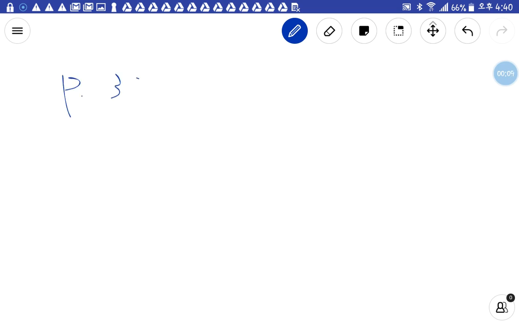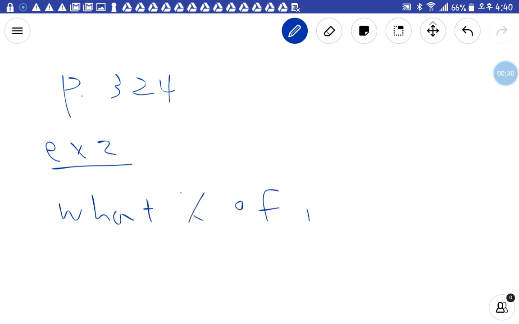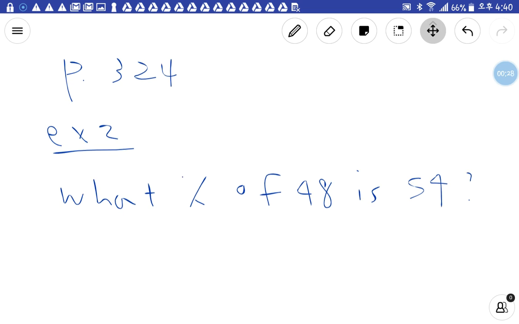Page 324, example 2. What percent of 48 is 54? How can we set up this percent equation?